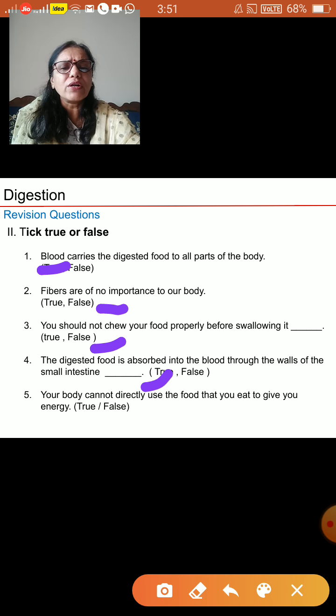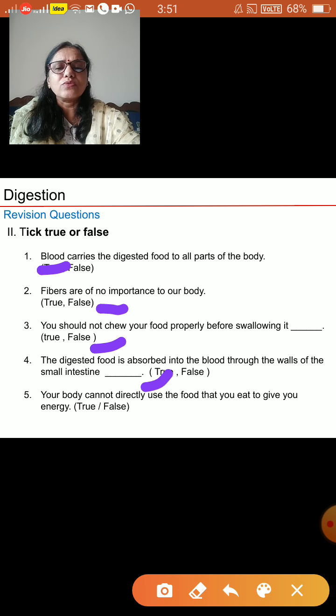Another, your body cannot directly use the food that you eat to give you energy. Is it correct? Yes, it is true. Your body has to digest the food so that it can give you the energy. It cannot use it directly. So this is true.